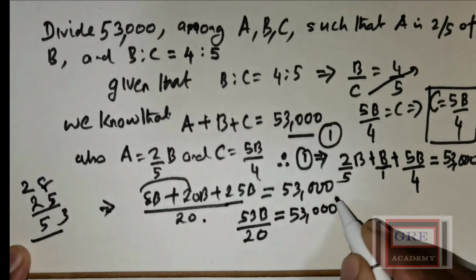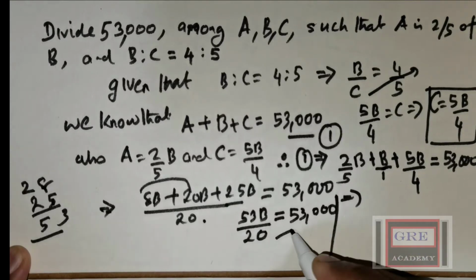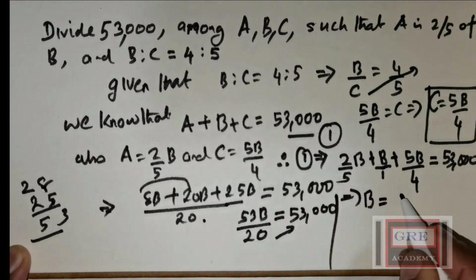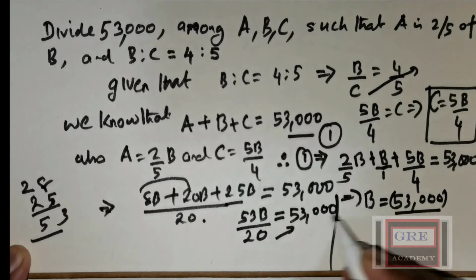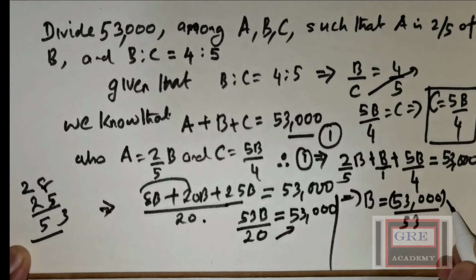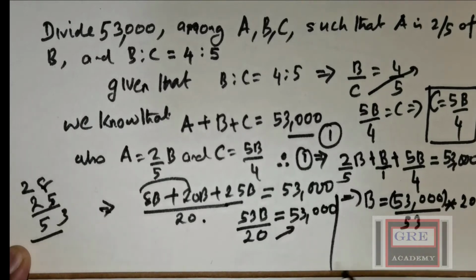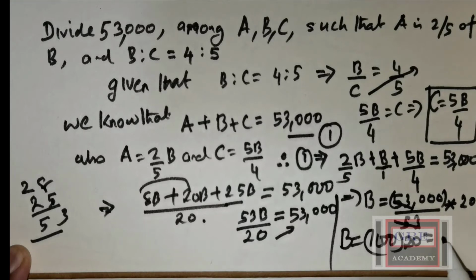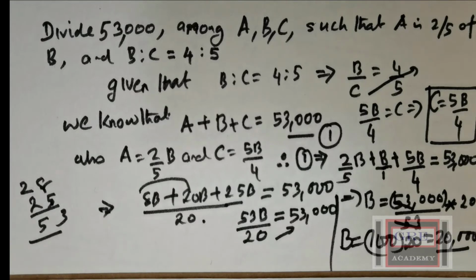Now this would mean if I were to take 20 up and bring 53 down, I would now have the value of B to be equal to 53,000 divided by this 53, and you have to multiply that quantity by 20. 53 clearly divides 53,000, so that's going to be B being equal to 1000 multiplied with 20, so the value of B would be 20,000. This is the value of B.